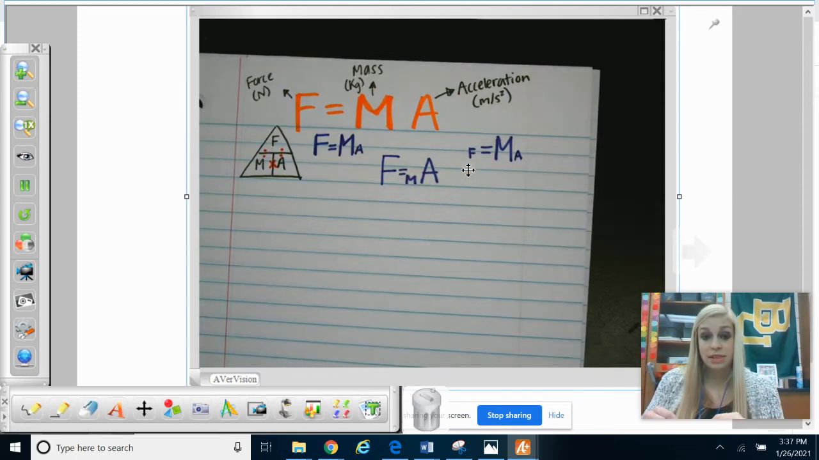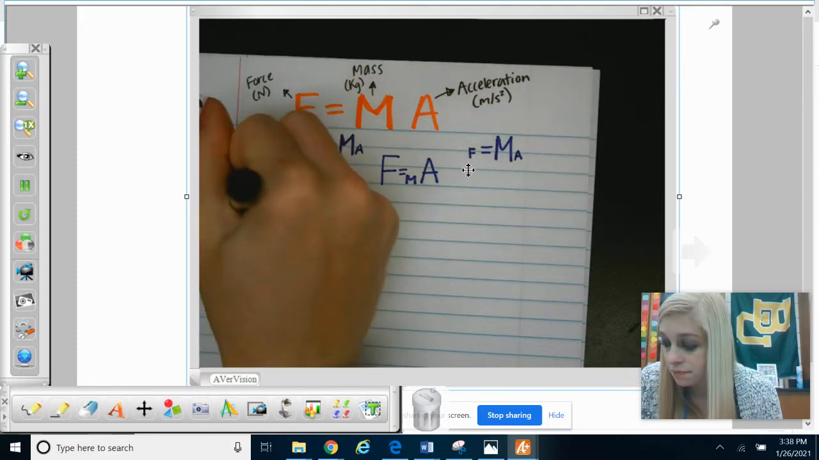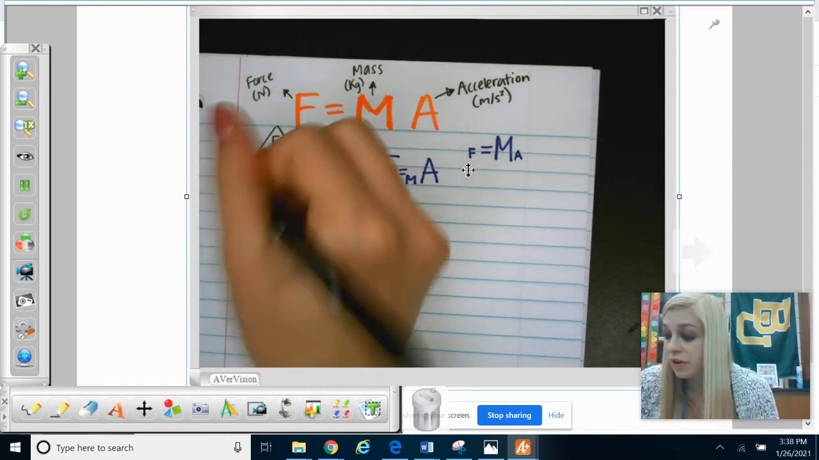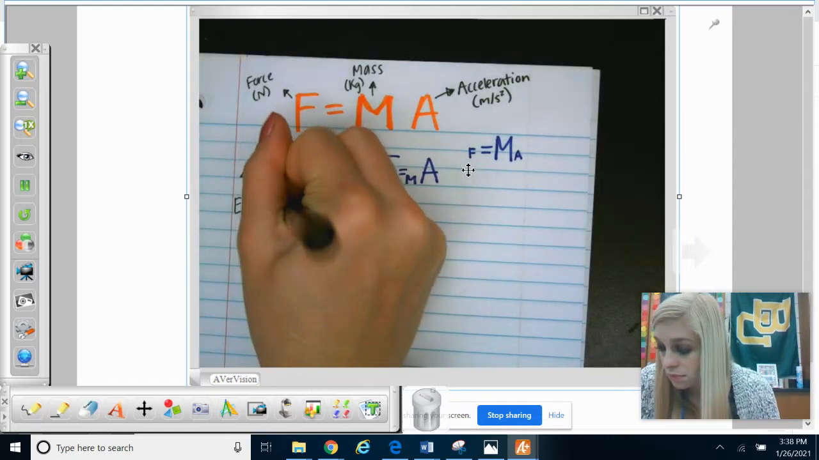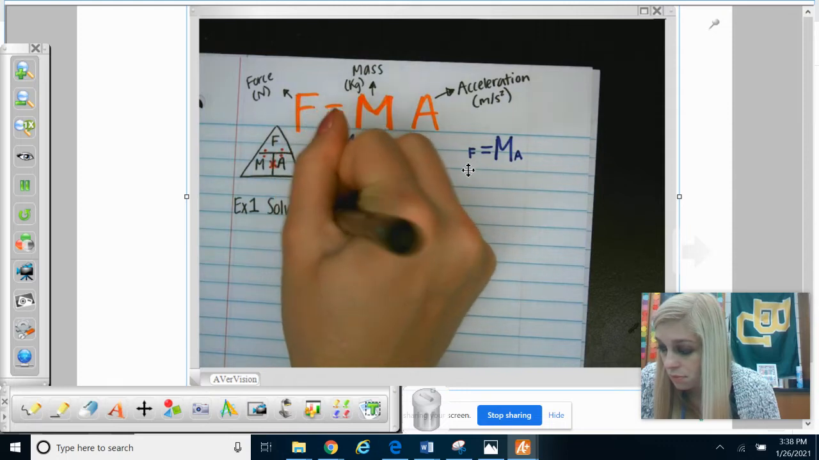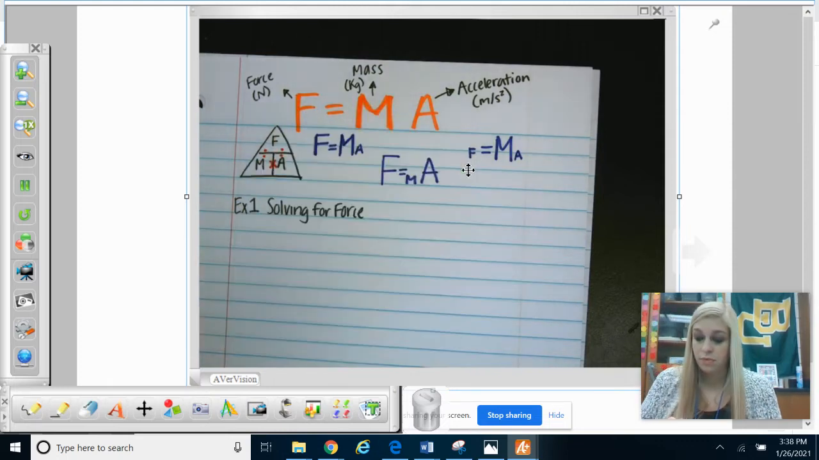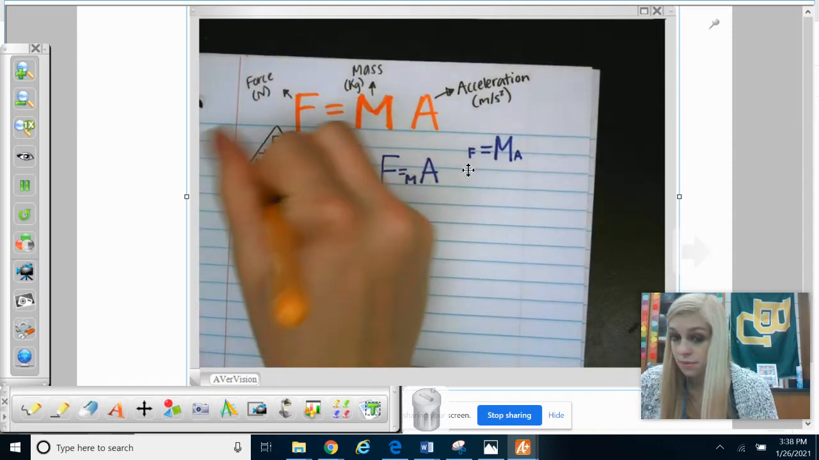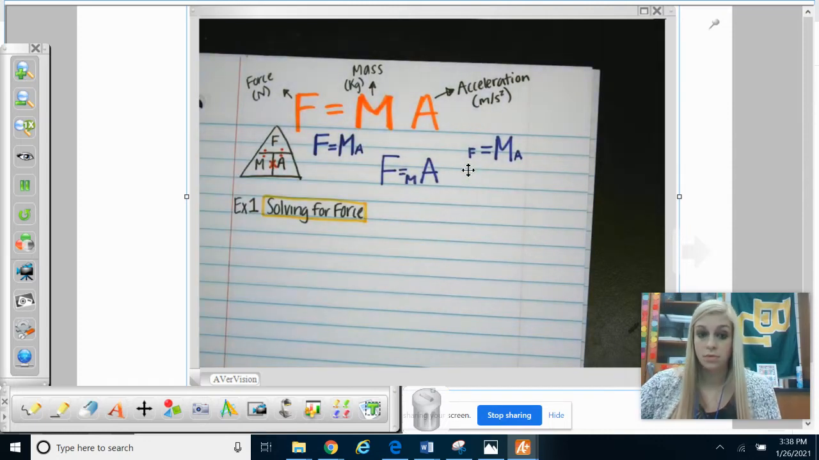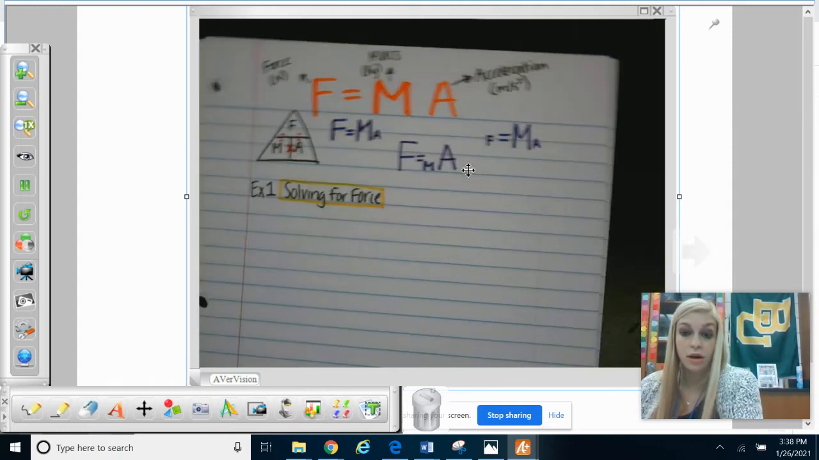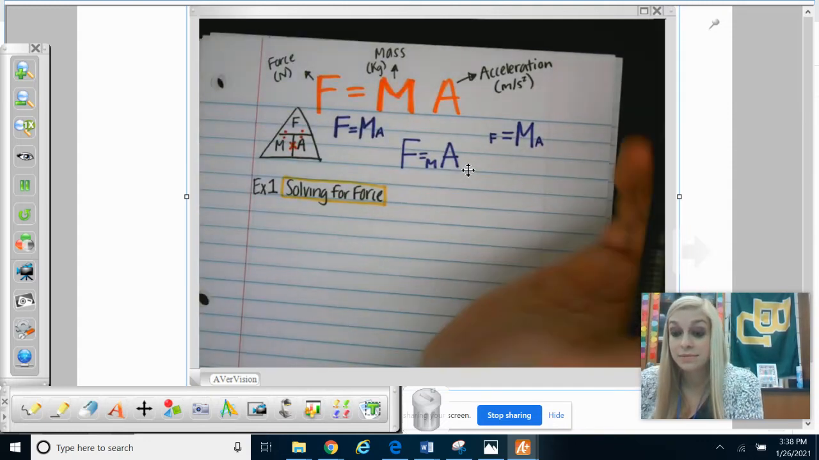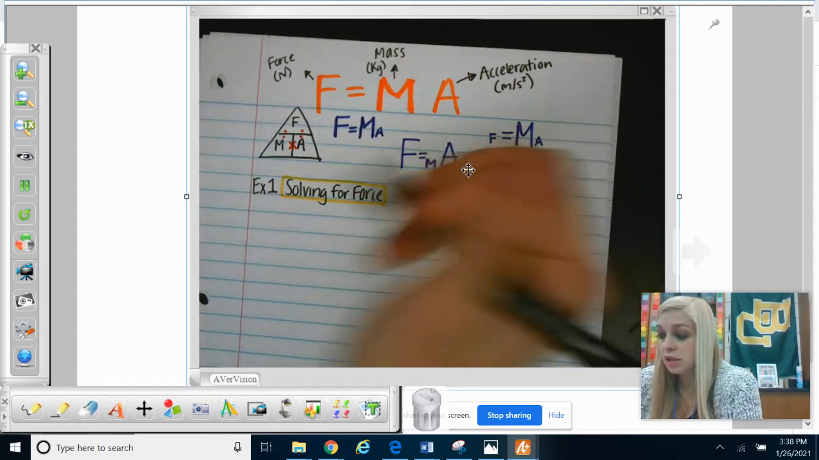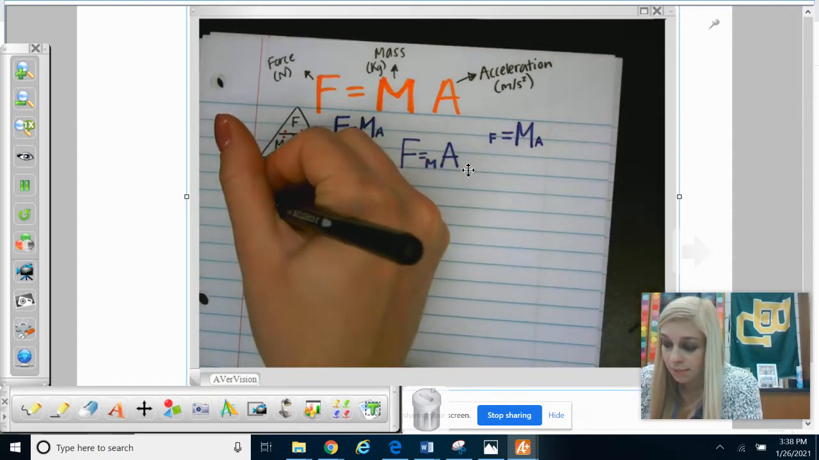All right, now let's do some examples with the formula. So our first example is going to be when we are solving for force. So if the problem is asking us, what is the force? All right, and I'm sorry, this is going to be a little bit of writing because we have to write the problems. We don't really have a choice. So we're going to write an example.